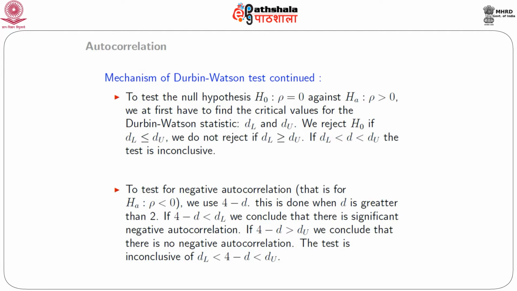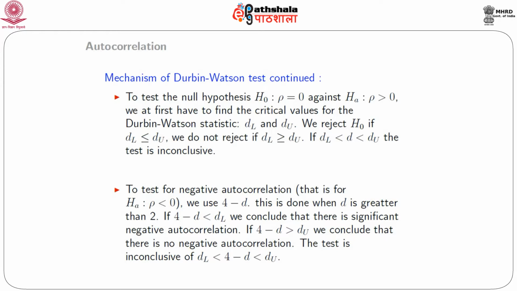Now, the next step in the Durbin-Watson test is to test the null hypothesis H naught, that rho equals 0 against H A, rho greater than 0. We at first have to find the critical values for the Durbin-Watson statistic, which are dl and du. We can do that using the standard Durbin-Watson critical value table. We reject H naught if d is less than or equal to dl, and we do not reject if d is greater than or equal to du. Thus, if d is in between dl and du, the test is inconclusive.